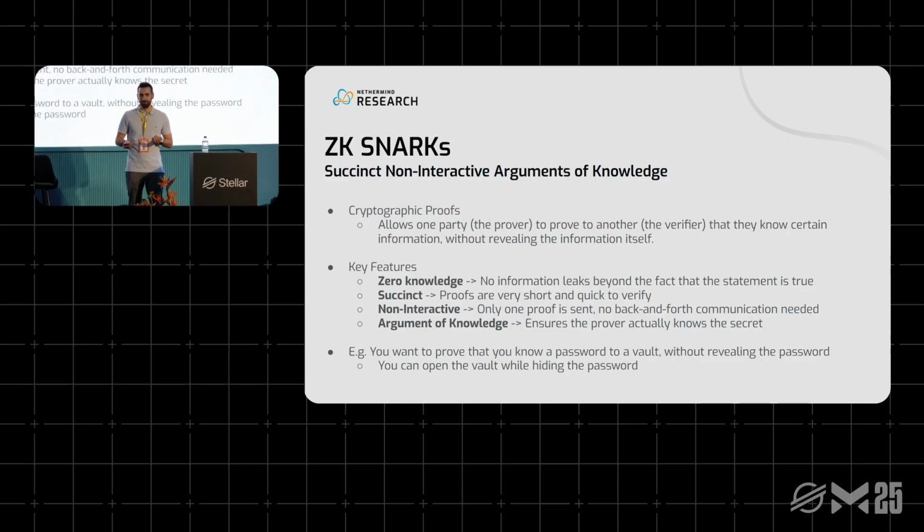Most people use it just for that and not for the zero knowledge anymore, which pretty much means that the proofs are very short.